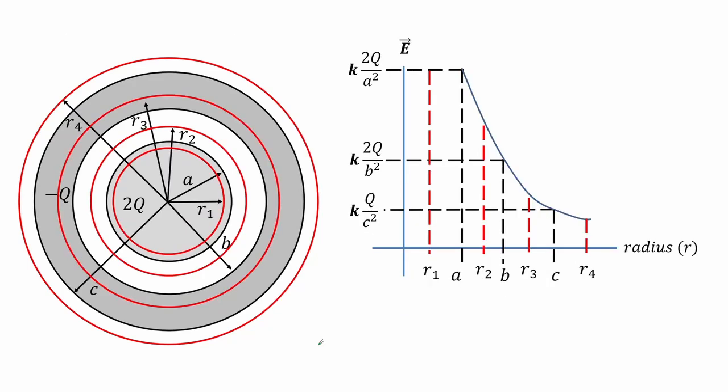Here we can compare the behavior of the electric field as the Gaussian surface is getting larger and larger. We see that it becomes reduced as it moves away.